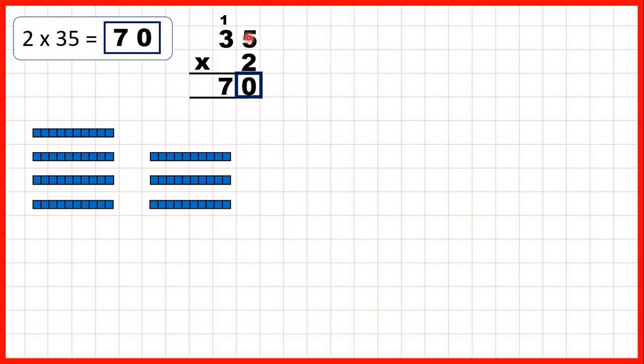Multiplying our ones digit meant that we made one extra ten, and we have 6 tens below because 3 tens times 2 is 6, but that means that we have 7 tens now altogether, so that's why our answer is 70.